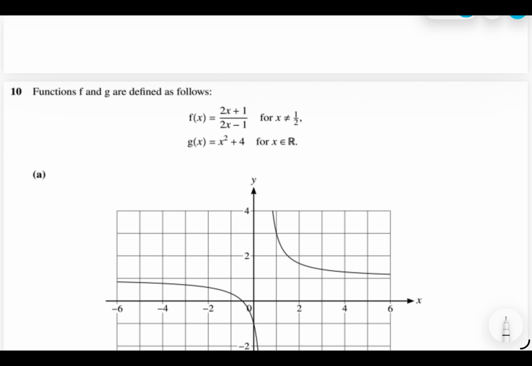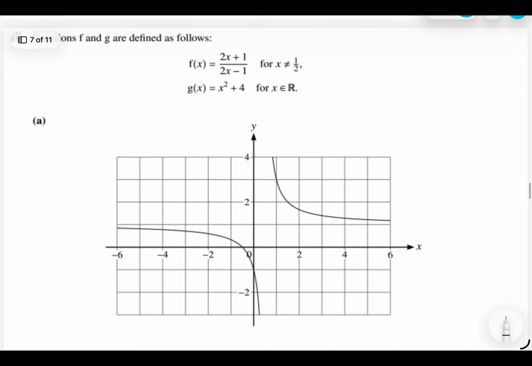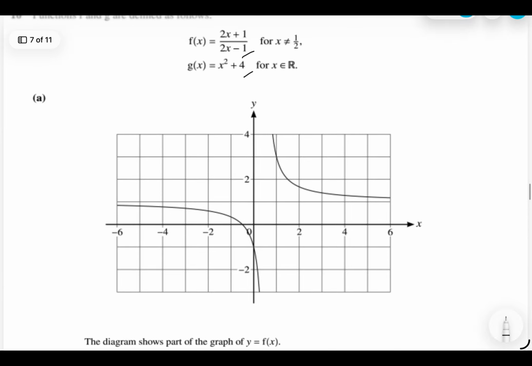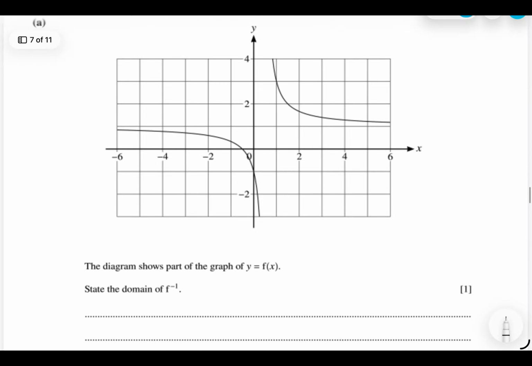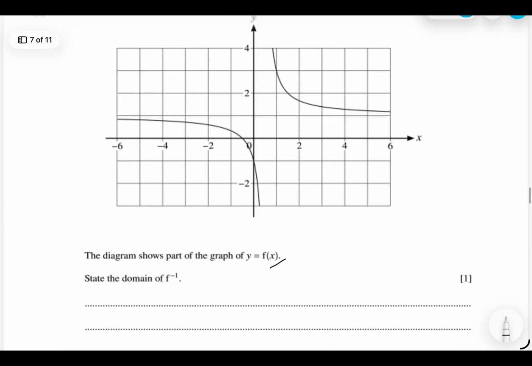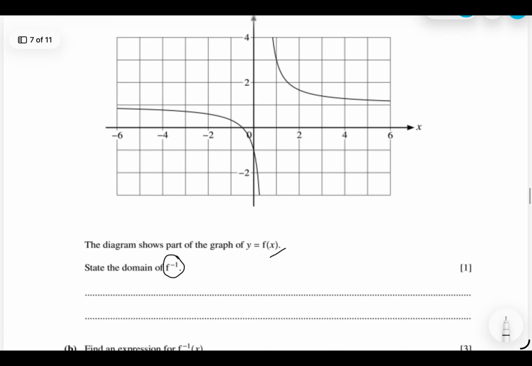All right. Functions f and g are defined as follows. These are the functions. The diagram shows the part of the graph y equals f(x). State the domain of f inverse. All right. Now listen. We all know that the domain of f inverse is the range of f.